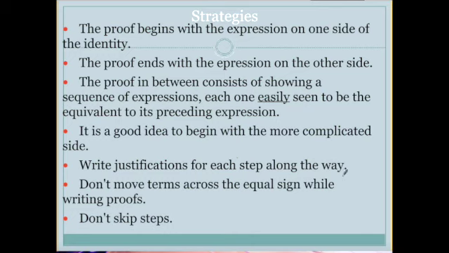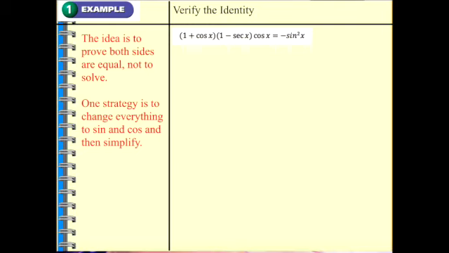I may have mentioned before, but I'm going to say it again. Don't move terms across the equal sign while you're writing proofs. We're not trying to solve an equation. We're trying to show that one side is equal to the other side. And for goodness sakes, don't skip steps. The whole point of the proof is to be able to read all your work so that you can see how very clearly and logically one side can be simplified to equal the other. And that proves that they're equivalent expressions. That's the identity part of it. So don't skip steps.